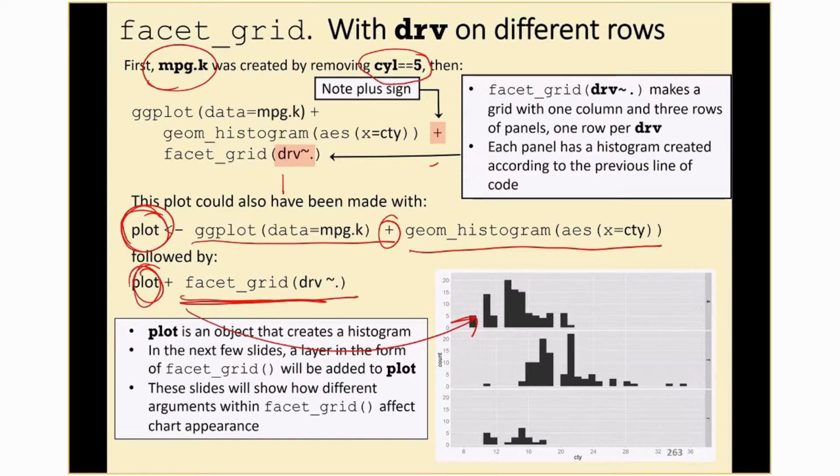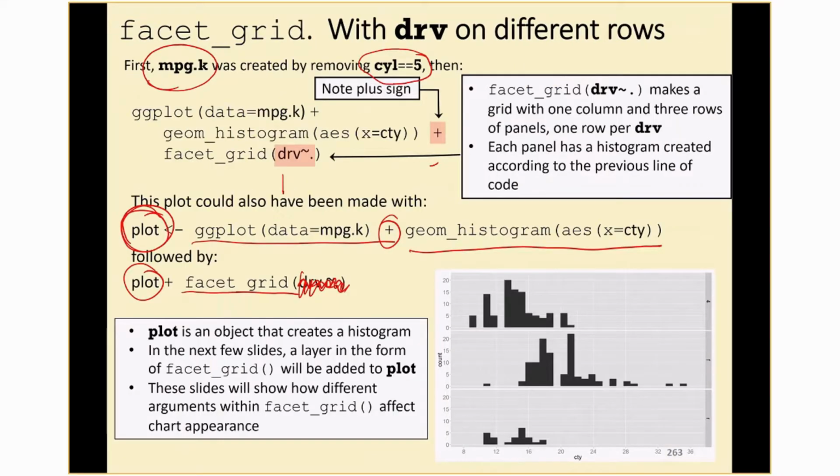The reason I'm going over this is that in the next series of slides, I'm going to start off with plot, add my facet grid function, and look at different configurations of what's going on in here and see what effect it has on the plot.